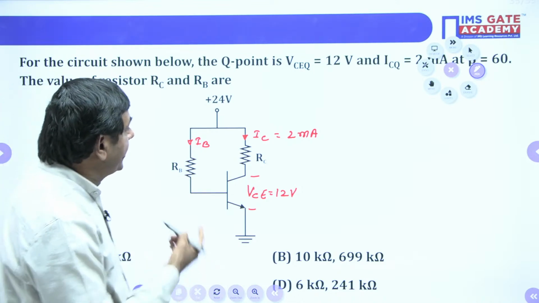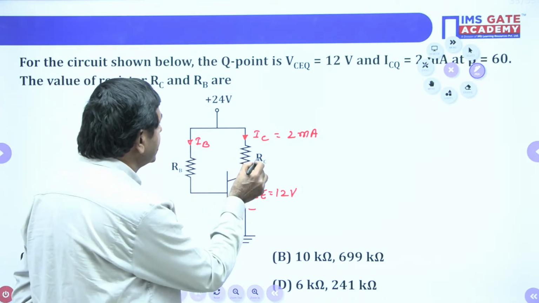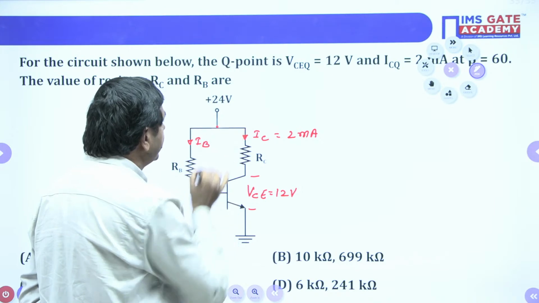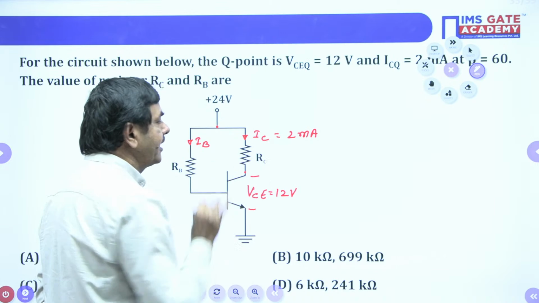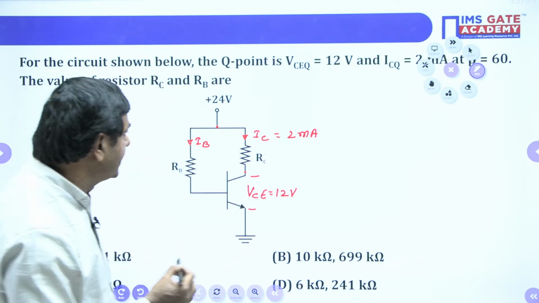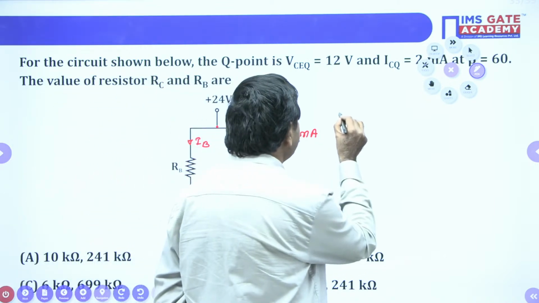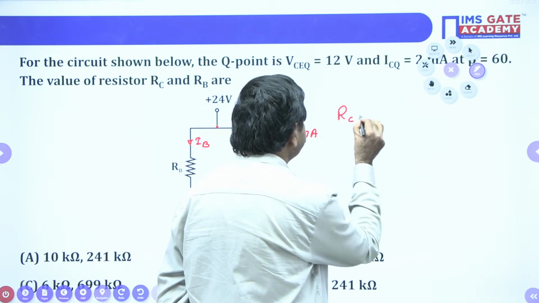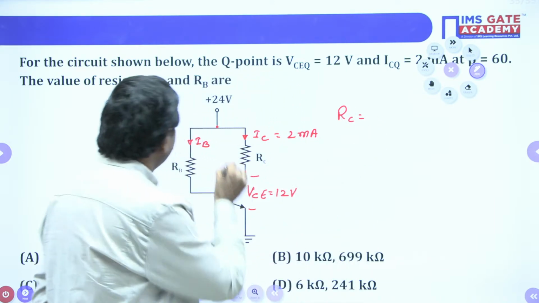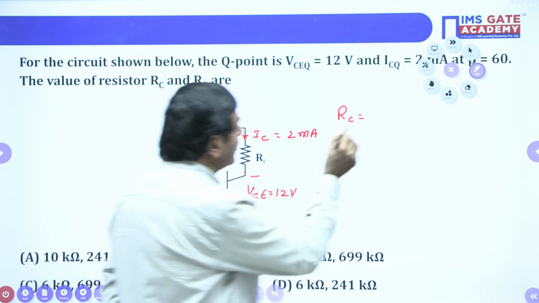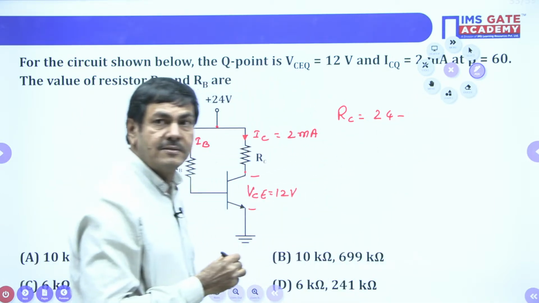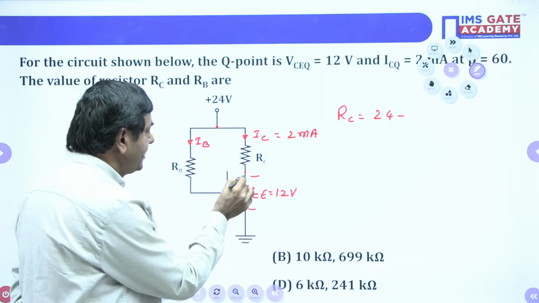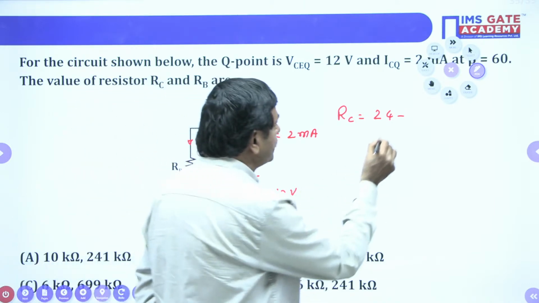Directly we can determine the RC value. How can we find RC? The input we know here is 24 volts. From here to here, it is the 12 volts divided by the current, then I can find the RC value. RC is calculated by the input side voltage 24 minus this voltage of 12 volts.